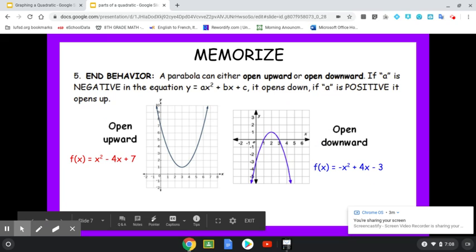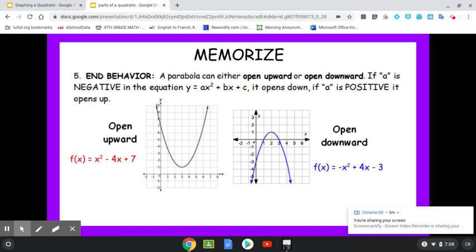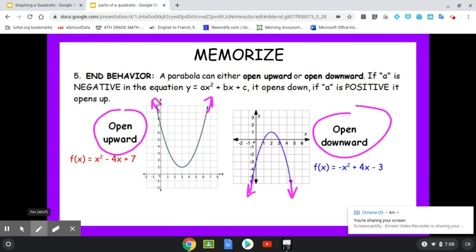Next thing we're going to look at is our end behavior. Your end behavior just talks about how a graph is, looking at where it's pointing. If you look at this first one, you'll notice the arrows are pointing up, so it's opening upward. You'll notice down here that the arrows are pointing down, so it's opening downward. Again, if the coefficient in front of x squared is positive, it opens up. If the coefficient in front of x squared is negative, it opens down. So you don't necessarily need to graph it to see that, but you can. That's the beauty of graphing.